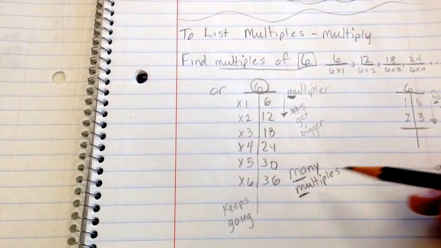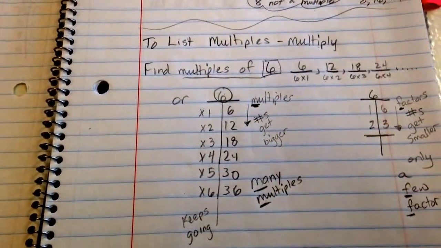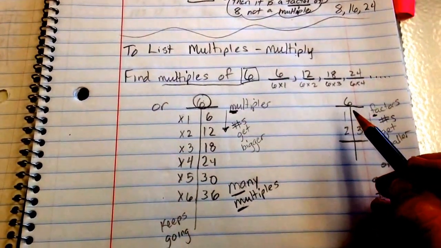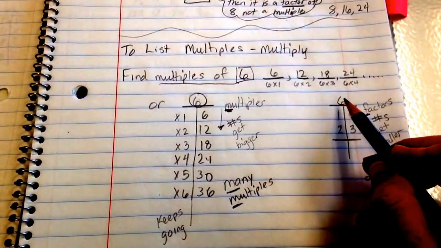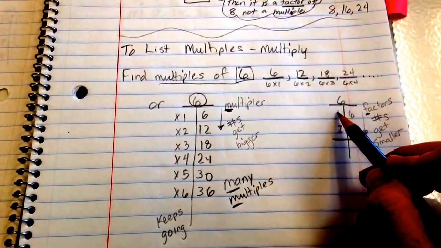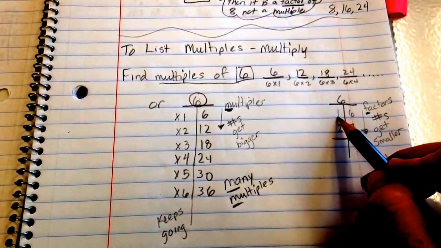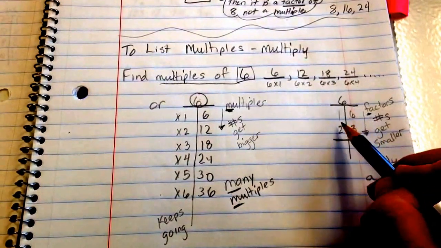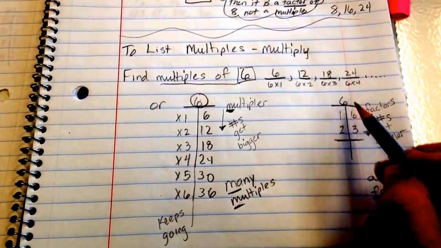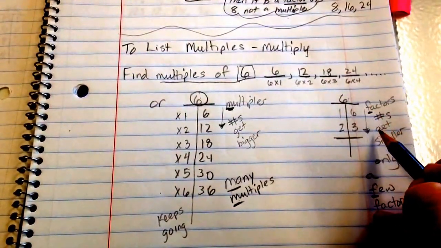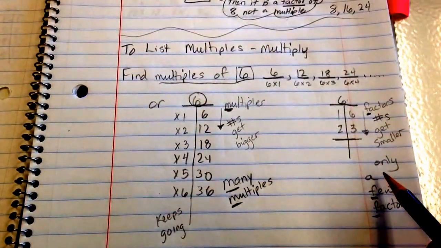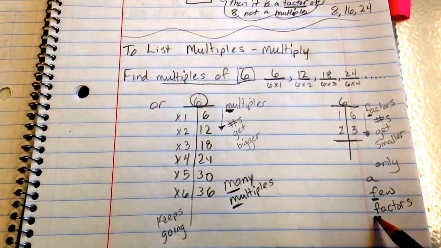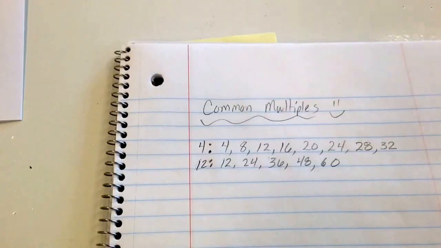many multiples, M and M. On the other hand, if you look at a factor T-chart like we've been using in class, if they want the factors of 6, they're asking you what numbers make 6. 1 times 6 makes 6, 2 times 3 makes 6, and the factors, the numbers get smaller on this side. And there's only a few factors, few factors.